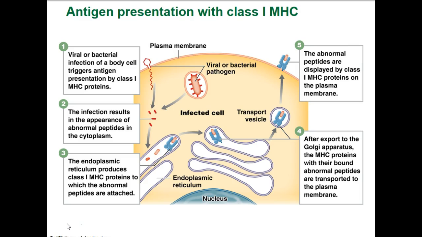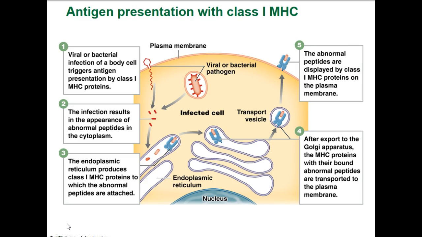Okay, so the macrophage takes up those particles, redisplays them. The infection results in the appearance of the abnormal peptide. The endoplasmic reticulum produces class 1 MHC proteins to which the abnormal peptides are attached. The abnormal peptides are displayed by class 1 MHC proteins on the plasma membrane. So this cell that we're looking at here is a phagocyte. Okay, so this is a macrophage.